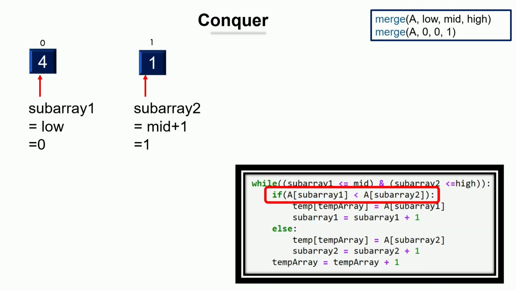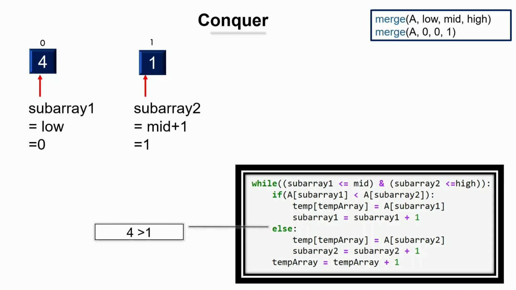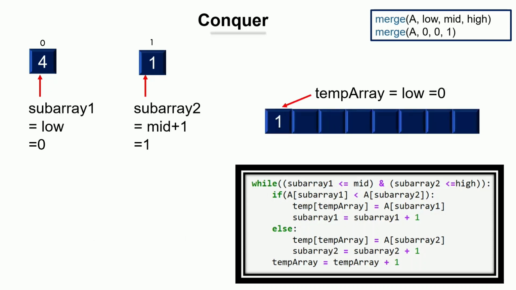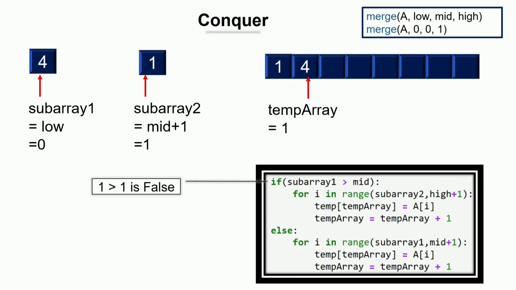We check the value in subarray 1, which is 4, with the value in subarray 2, which is 1. 4 is greater than 1, and so we write into the temporary array the value 1. And then we move the pointer in subarray 2. Now the value goes to 2. The index in the temporary array moves from 0 to 1. We see that subarray 2 has moved from 1 to 2, and the entire right sublist we have completed processing, whereas there is still one element left in subarray 1, which is 4.